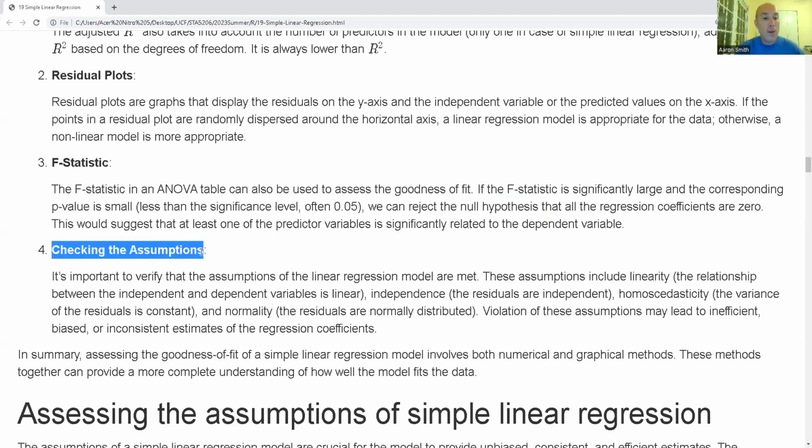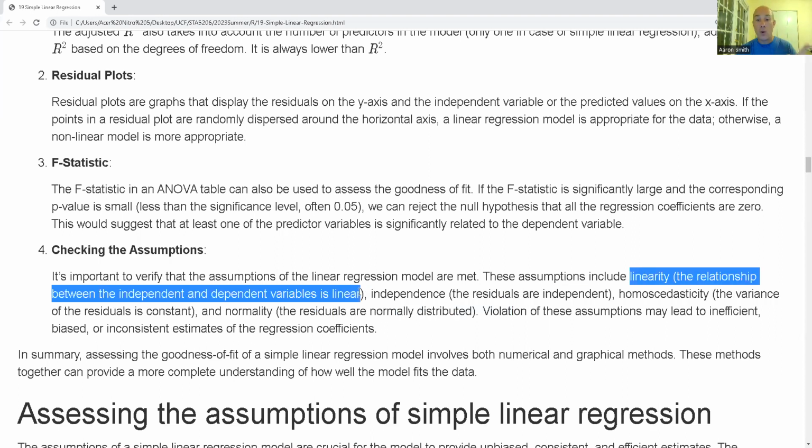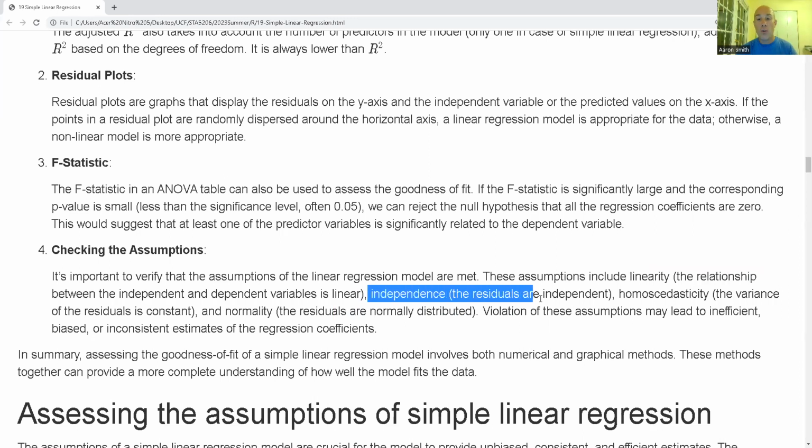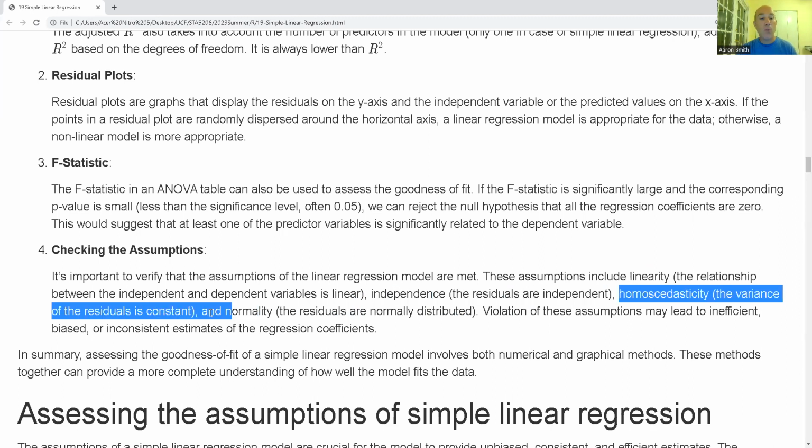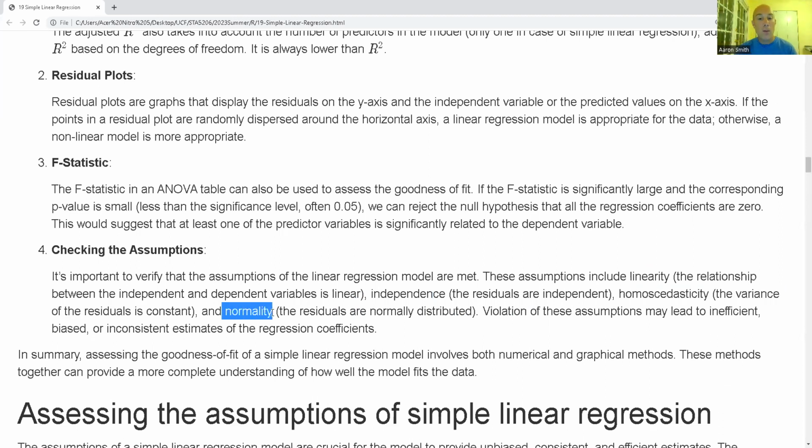And for checking the assumptions, it's very important that we check the assumptions in linear regression. These assumptions are linearity: the relationship between the x and y variable is a linear equation. Independence: the residuals are independent of each other. I don't have an autoregressive aspect, I don't have any trend line or anything like that. Homoscedasticity: the variance of the residuals is constant with respect to x. And normality: the residuals are normally distributed.